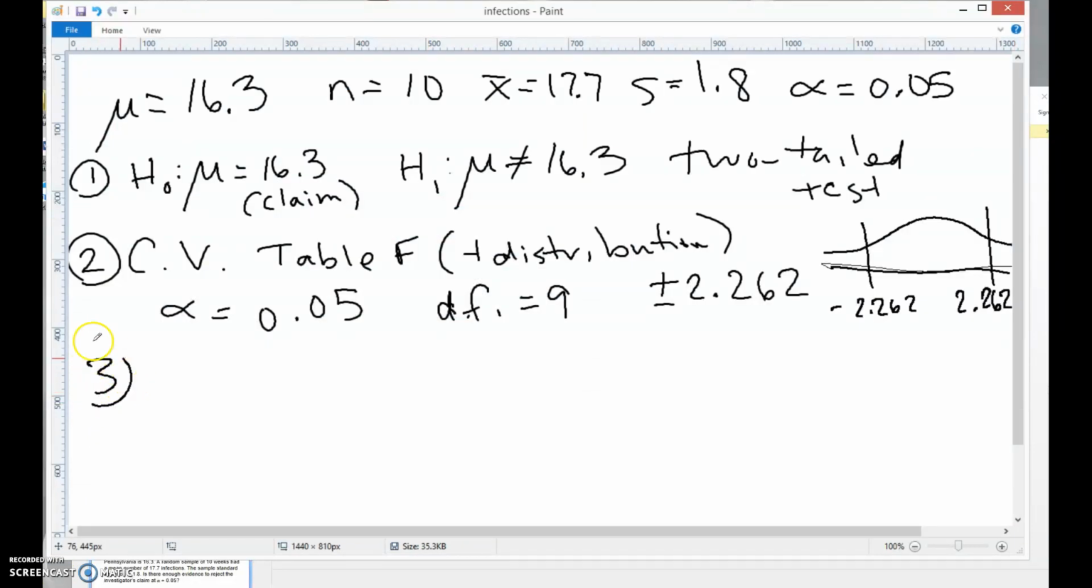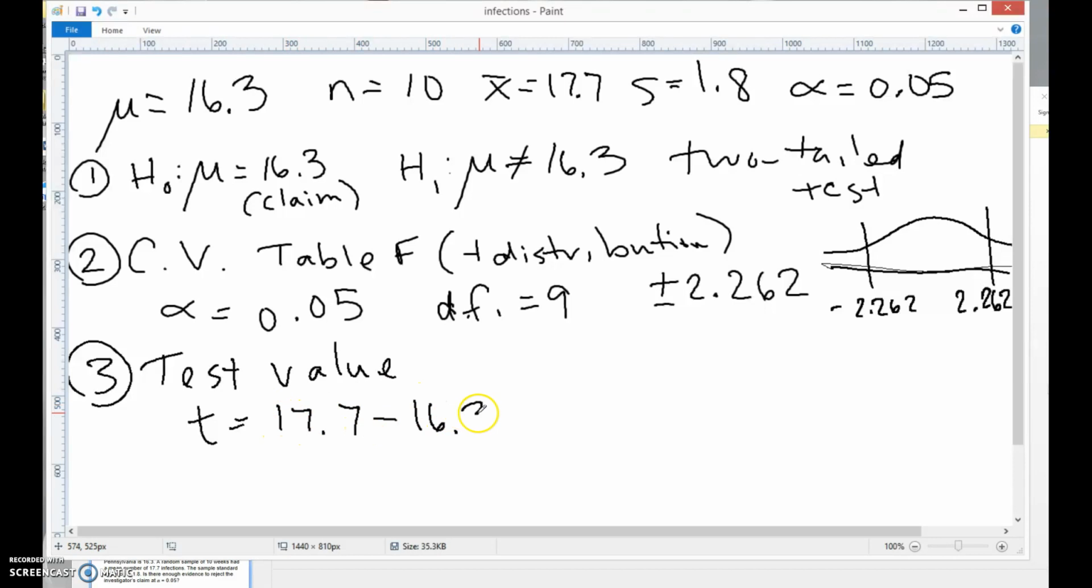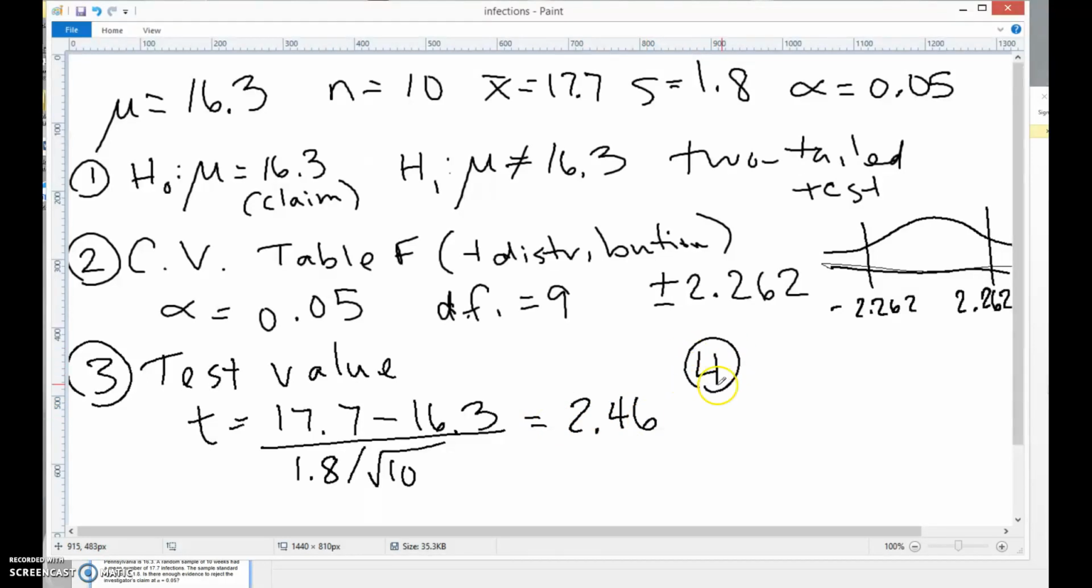Continuing on with our next step, step 3, we need to find our test value. And that's our t equals our x bar 17.7 minus mu 16.3 divided by our standard deviation of the sample divided by the square root of our sample size, which was 10. Calculating that out to be 2.46. Okay? Now, step 4 says make a decision.